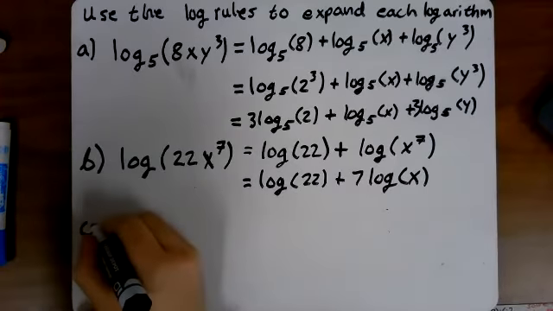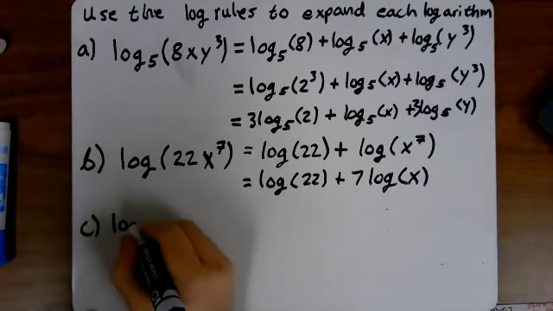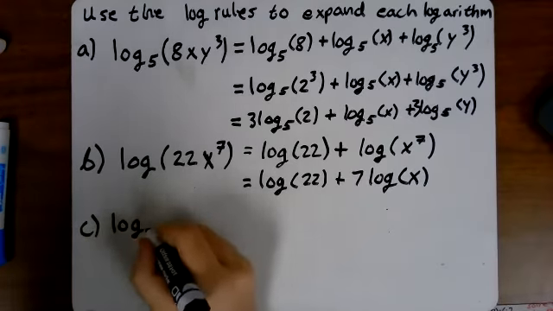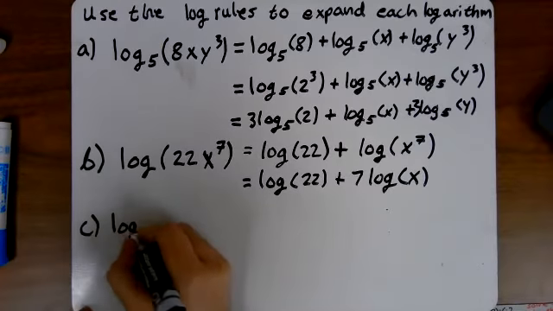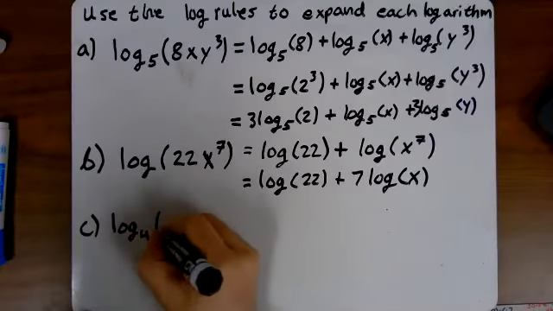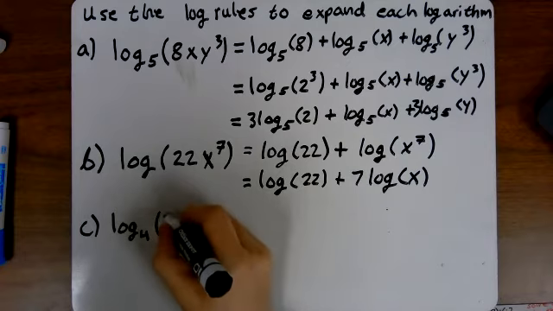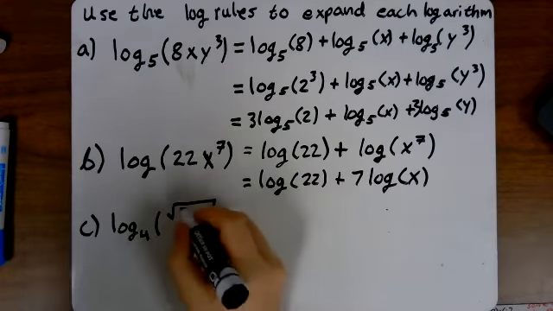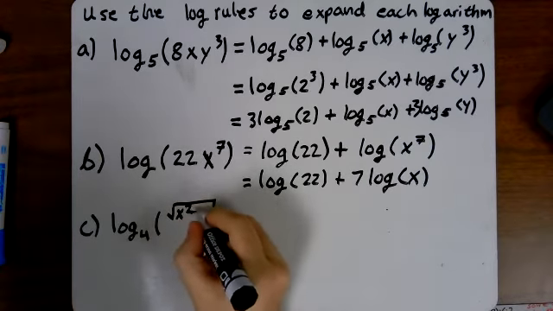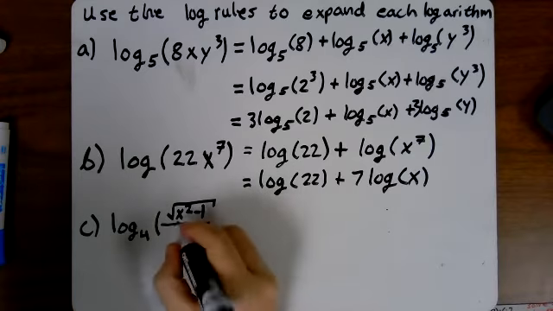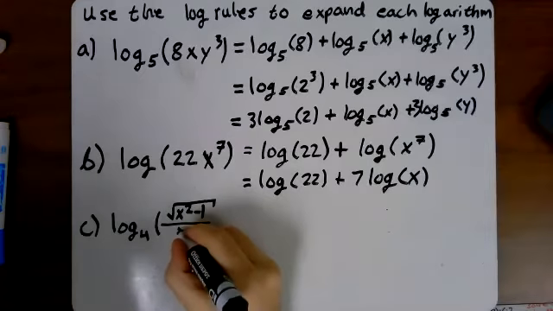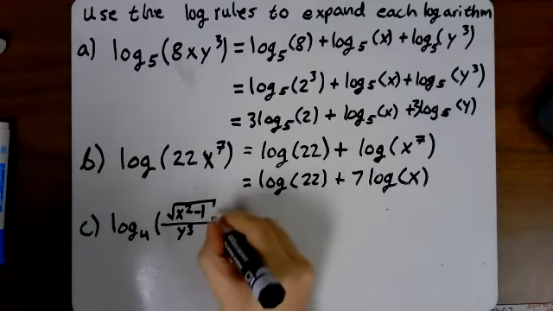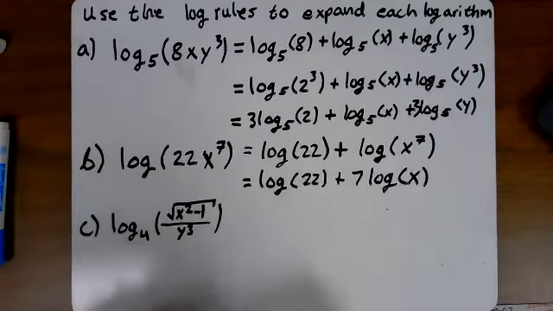Now let's try another one. Let's try one that's a little bit more complicated. Let's try log base 4 of the square root of x squared minus 1, divided by y cubed. Oh yeah, there's a lot going on here.